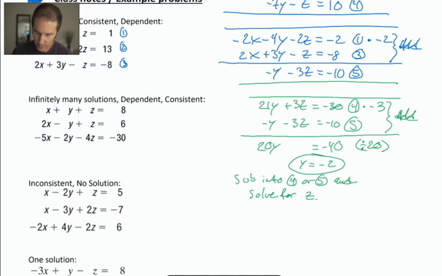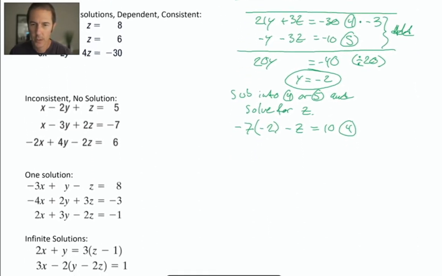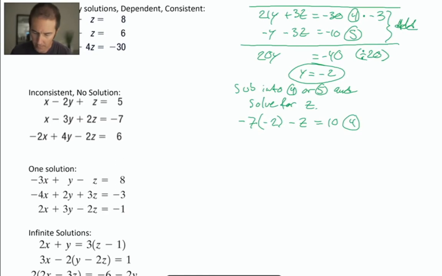All right, equation 4 is right at the top of the screen, so that says -7 times my new y value of -2 minus z is equal to 10. We used equation 4, so I'm still writing down equation 4 next to it, and then we'll solve for z. So this is equal to 14 right here, so I'm going to subtract 14 from both sides, which leaves us with -z equaling -4, and then multiply both sides by -1, and you've got a z value of +4. We've got 2 out of 3 of our variable values.